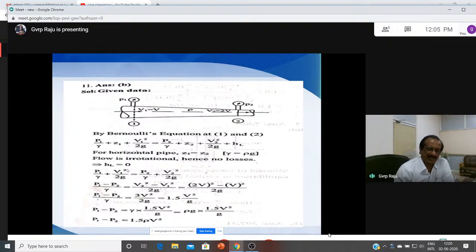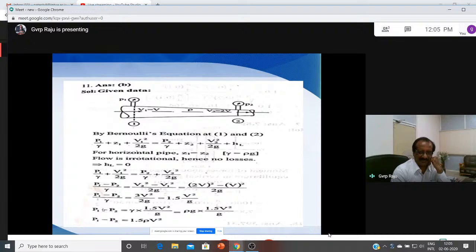So when Z1 is equal to Z2, the equation reduces to P1 by W plus V1 square by 2G is equal to P2 by W plus V2 square by 2G, where W or gamma is the specific weight. So P1 minus P2 by gamma is equal to V2 square minus V1 square by 2G. We have V1 equal to V and V2 equal to 2V, since when you reduce the cross-section the velocity will be 2 times more. So this is 2V square minus V square by 2G, so 3V square by 2G, which is P1 minus P2 by gamma.